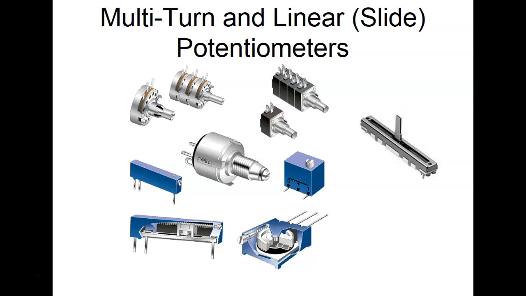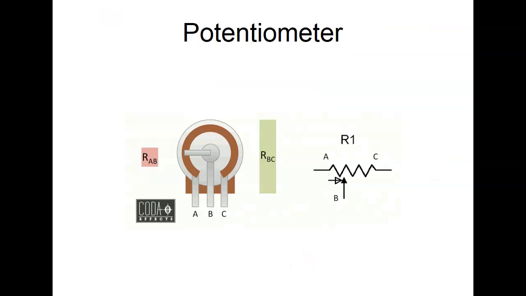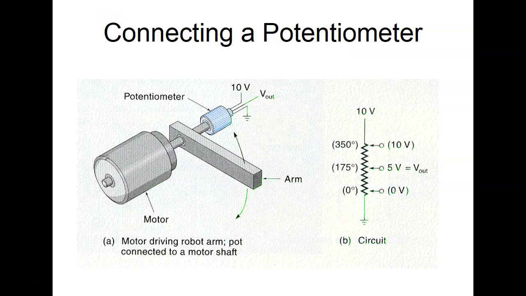But these allow us to move in a linear position. And then what we do is we use the wiper, pin 2, and we use that voltage to represent a position. So this is a good example. Here's a pot connected to a motor shaft, and as the motor turns, it would give us a position.